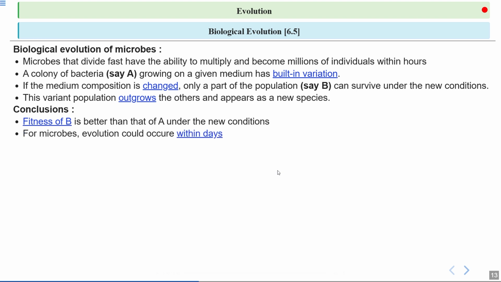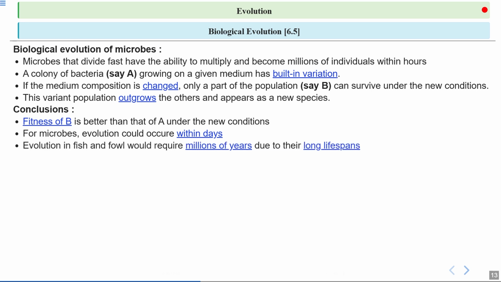For microbes, evolution could occur within days because they have a very short lifespan. If they have a short lifespan, there are chances that variations will be more and will accumulate, and a new species can form. In contrast, evolution of fish and fowl would require millions of years due to their long lifespan. Similar in humans as well.